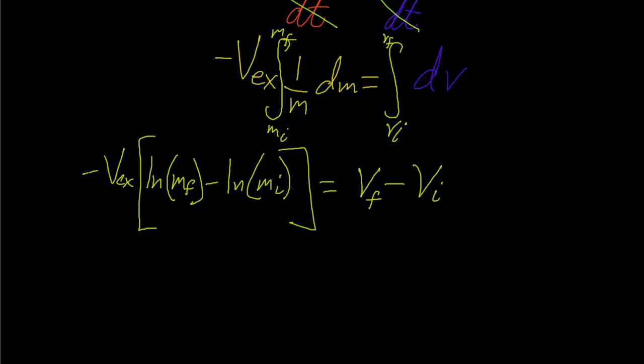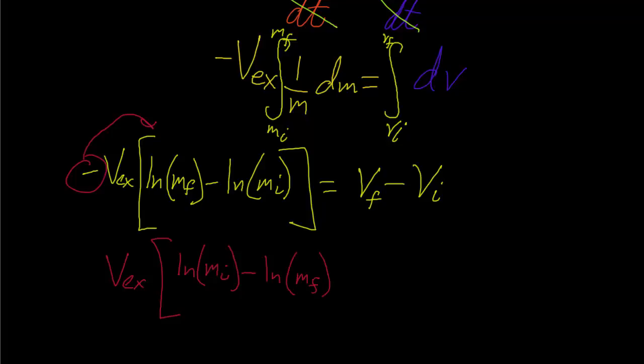Now what we can do here is move the subtraction sign, in essence, into these parentheses. When we do that, we're going to get an exhaust velocity multiplied by the natural log of the initial mass minus the natural log of the final mass, which is equal to the final minus the initial. In terms of science, we can write that as the change in velocity instead of just writing final minus initial all the time.